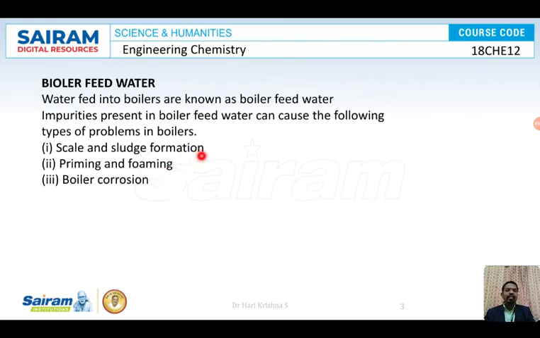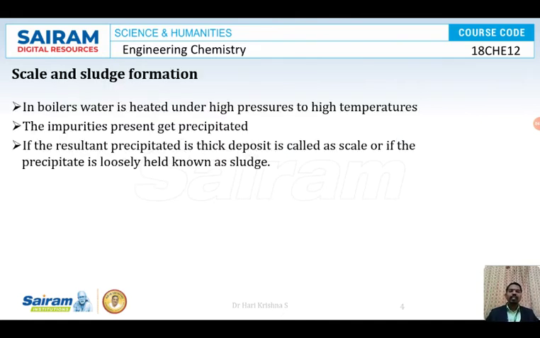So what is scales and sludge? What is boiler corrosion? What is priming and foaming? We will discuss one by one. The suspended impurities can be removed, the floating impurities can be removed, the dissolved impurities can also be removed. Even though the water fed in the boiler is pure, if it contains any other impurity, then it causes these problems. So what are scales? What are sludges? Let us discuss one by one.